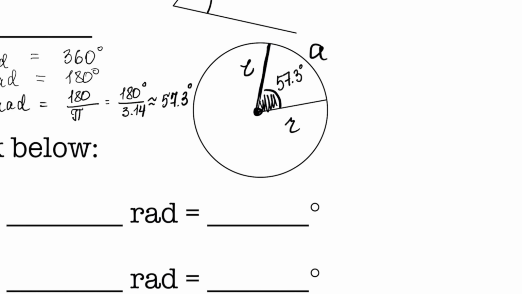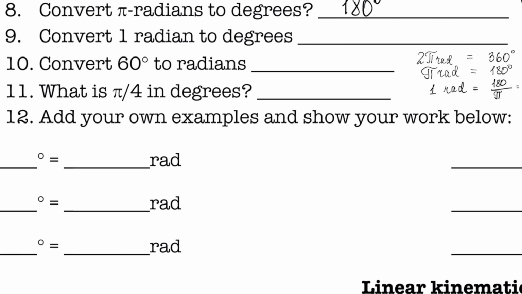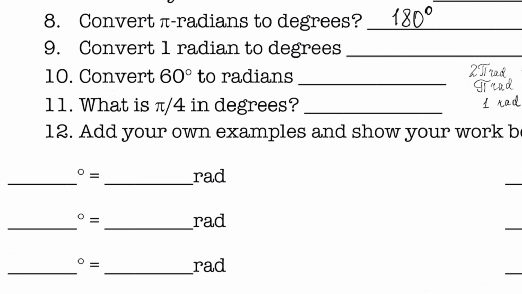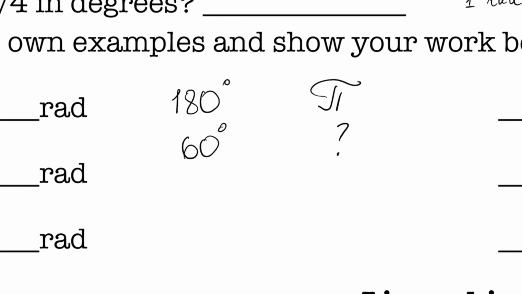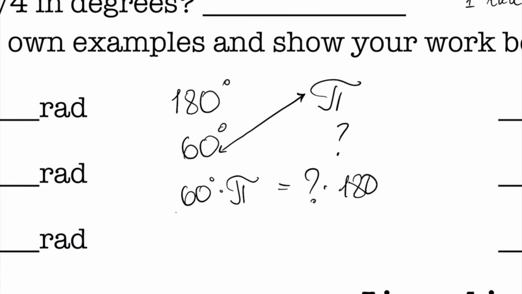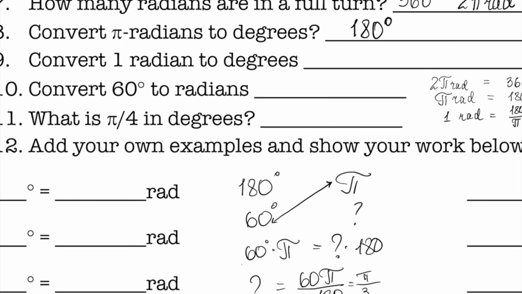And we practiced after that how to convert radians to degrees and degrees to radians. For example, what is 60 degrees in radians? The way to set it up, you say 180 is to pi as 60 is to what? And then you start cross multiplying. 60 times pi equals question mark times 180. So then question mark is going to be 60 pi divided by 180. That's pi divided by 3. So that is what 60 degrees is in radians: pi over 3 radians.